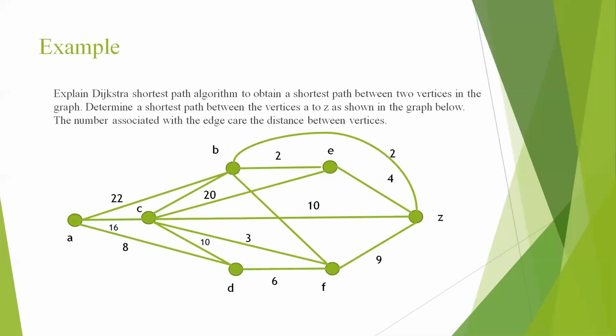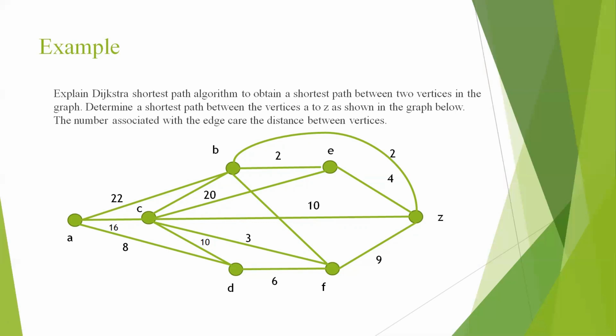So here we will see one example so that you can easily understand how Dijkstra shortest path algorithm works. So here in this graph, the starting point is A and the ending point is Z. We want to find out a shortest path from A to Z, and this graph contains the vertices A, B, C, D, E, F, and Z.